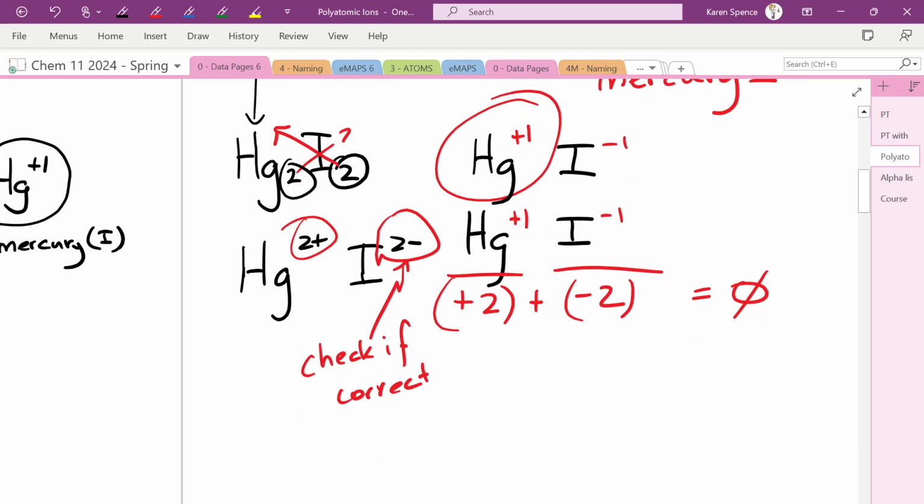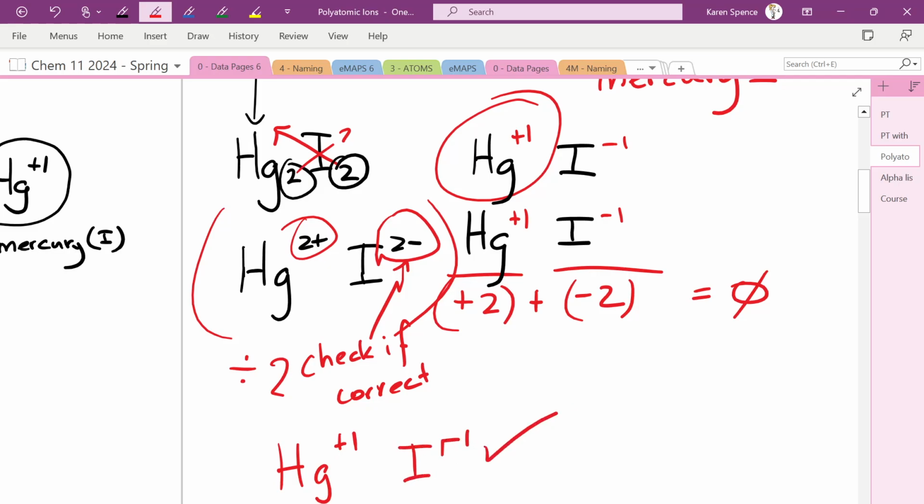But is 2- the correct charge for I? No. So we need to take this whole thing and we need to divide by 2. So we'll end up with Hg +1 and I -1. Now we have a correct charge for I and we have a correct charge for Hg. So it is mercury 1. Okay, so that's relating the Roman numerals to our polyatomic ions.